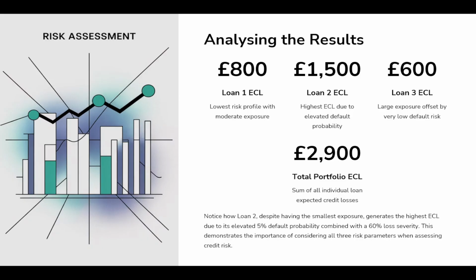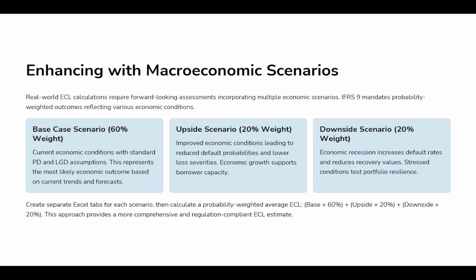To make the example more realistic, you can add macroeconomic scenarios. Create separate tabs for a base case, an upside case, and a downside case. Adjust PDs and LGDs under each scenario, then apply probability weights such as 60%, 20%, and 20%. Combine the results to get a probability-weighted final ECL.